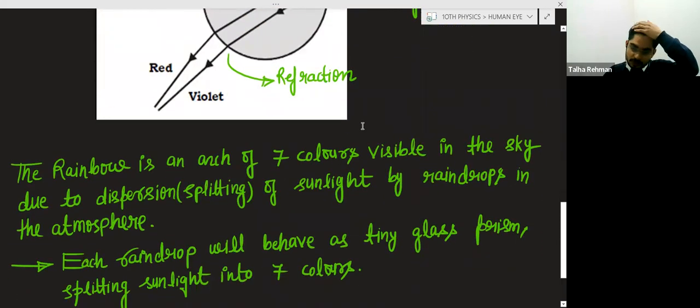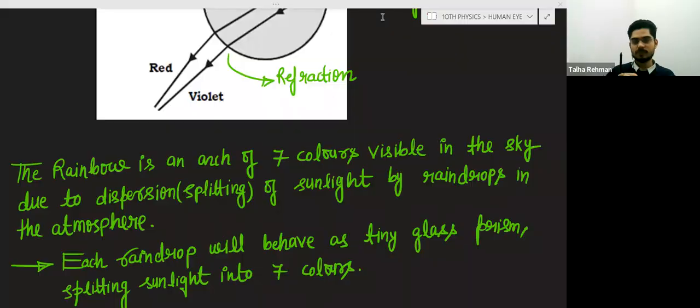Suppose I am here. Basically, a rainbow is always in the opposite direction of the sun. Why? Suppose the sun is behind me, and this is the rainbow. From the sun, light rays will come towards me like this and fall on the raindrops, and splitting of light will take place. I am not going into that detail. Basically this is enough for the rainbow.